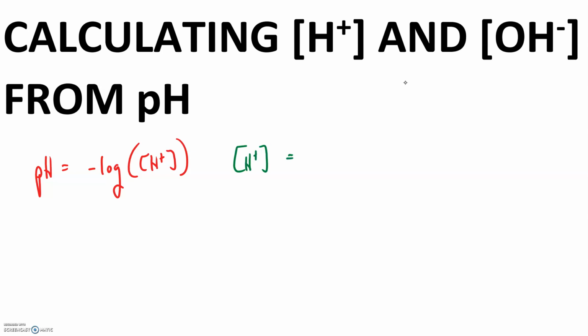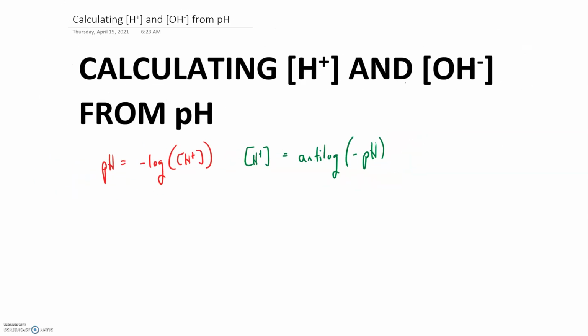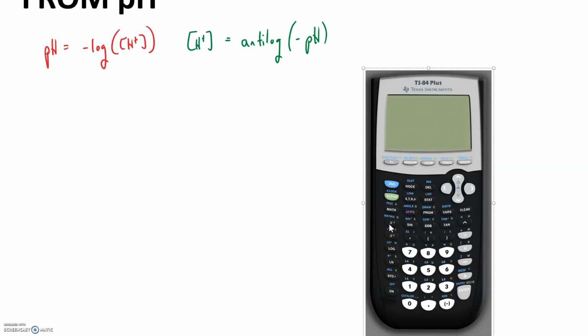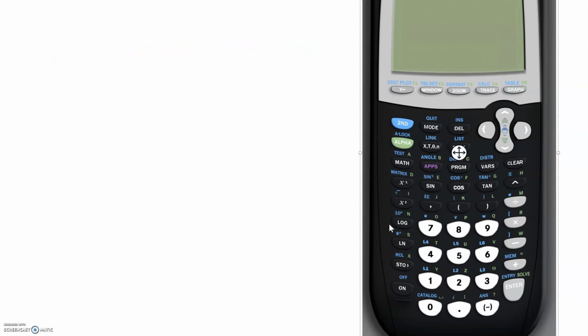H plus is equal to something called the anti-log of negative pH. So if you know the pH, all you have to do is make it negative and take the anti-log. So you're going to ask me, well, where is this anti-log button that you're talking about, Mr. O? Well, you know where the log button is, right?